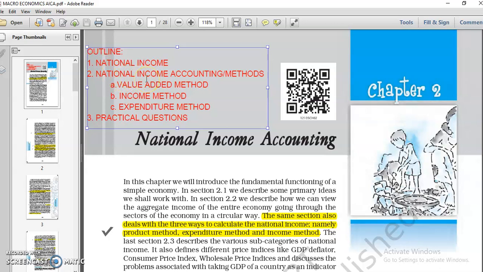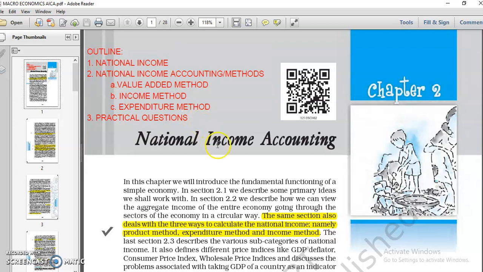Then after that, we will be discussing national income accounting methods, meaning how you are able to compute national income through practical questions. We have three methods to calculate national income. The first one is the value added method. This we are going to finish in this video lecture. Then the income method and the expenditure method. We will finish these two methods, with practical questions, in the next 2 or 3 lectures. After finishing the value added method in this lecture, we will do some practical questions, and then you will be able to understand how to solve them.